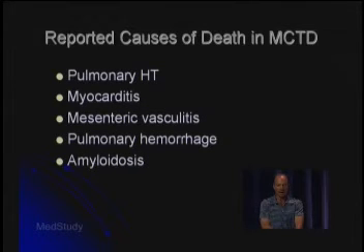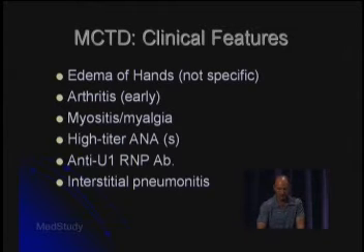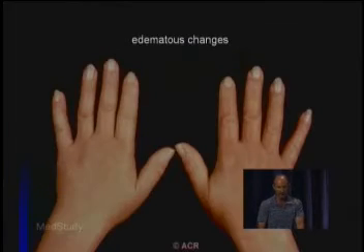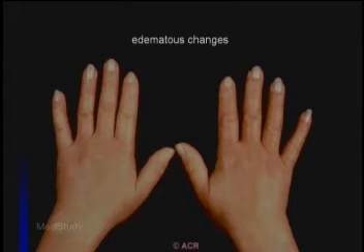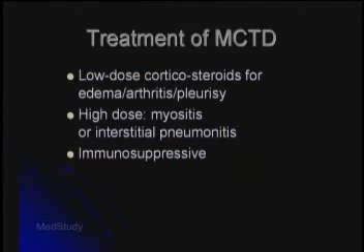What do patients die from in MCTD? They develop pulmonary hypertension, myocarditis, sometimes mesenteric vasculitis, pulmonary hemorrhage, amyloid. So the clinical features, again, are edema of hands, arthritis, myositis, a positive ANA, a high U1-RNP, and then an interstitial pneumonitis. Everybody see those hands looking slightly thickened and sausage-like with big-time Raynaud's? You just mark that question, MCTD.